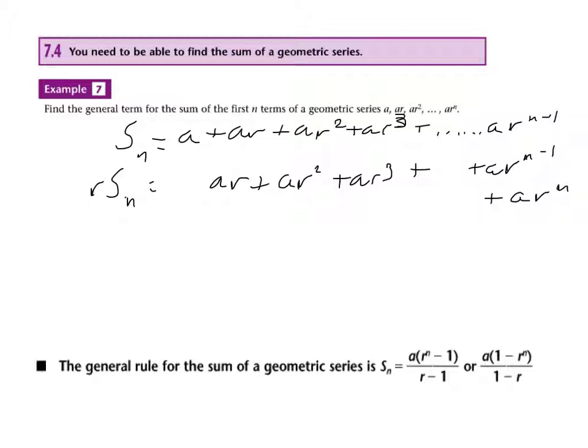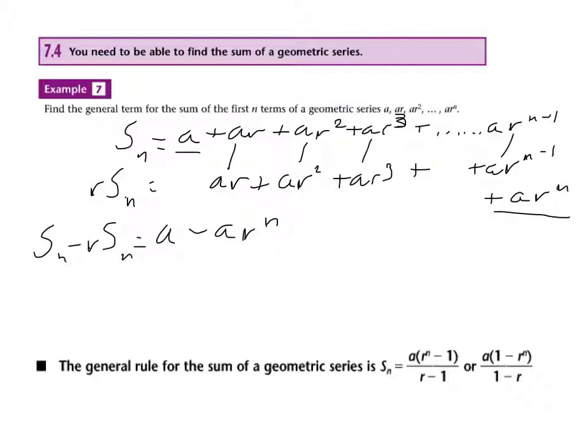Now, we're going to do one of those things we do in maths every now and then, and say, well, let's subtract. Let's do the first one and take away the second. So we're going to calculate Sn minus r lots of Sn. All we're left with is the first term, a, and the last term, because every other term will cancel each other out. So Sn minus r Sn equals a minus ar to the n.